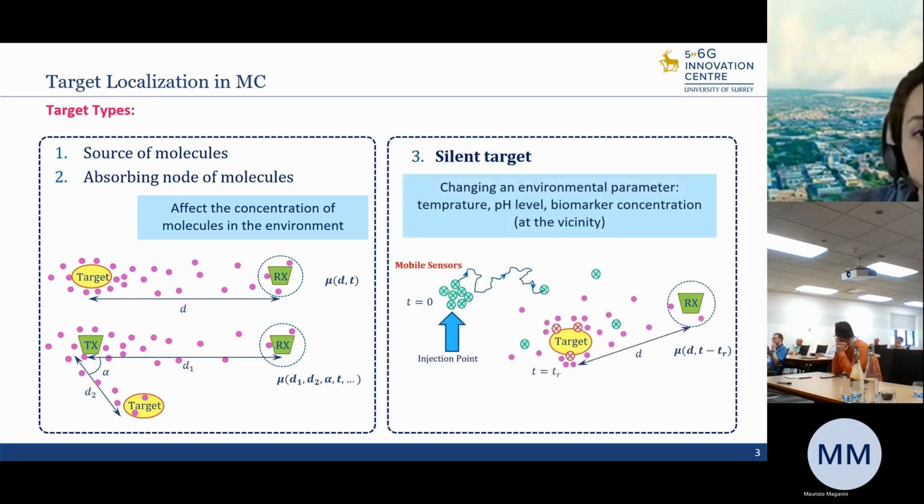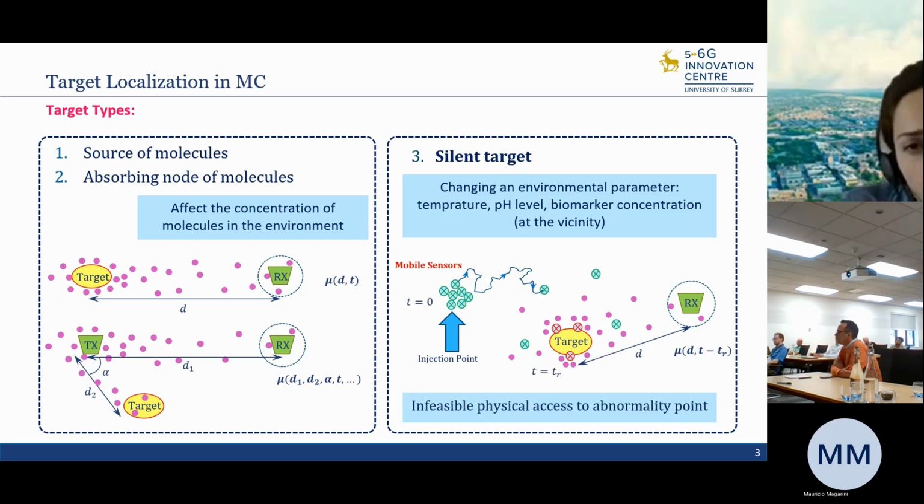But in the silent target case, the target either does not release any molecule and just changes another environmental parameter, such as temperature or pH level, or it releases molecules, but the concentration is very low and it cannot be received by another receiver at a distance. We also have another assumption here, because in most applications, physical access to the abnormality point is infeasible. So we use mobile sensors to move and reach the abnormality point and send sensory data from the vicinity of that target. So we consider the silent target case, and we wish to use mobile sensors.